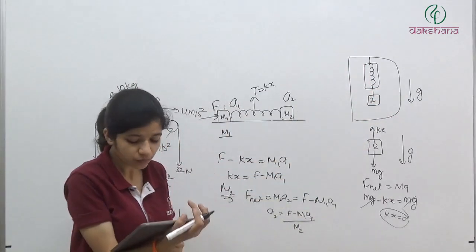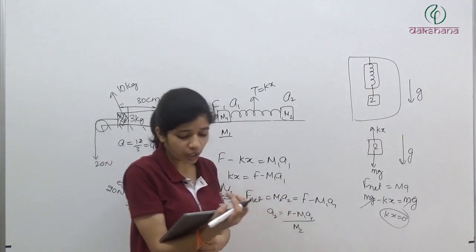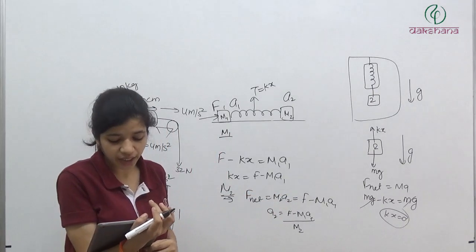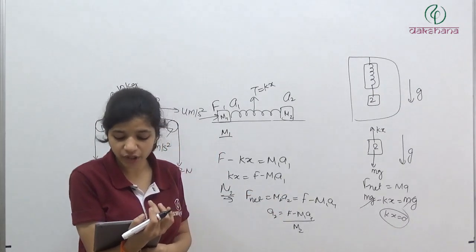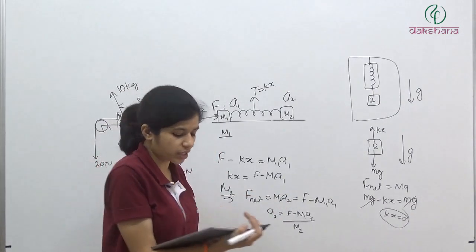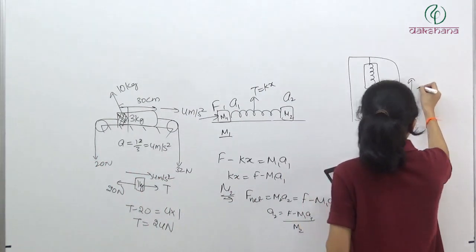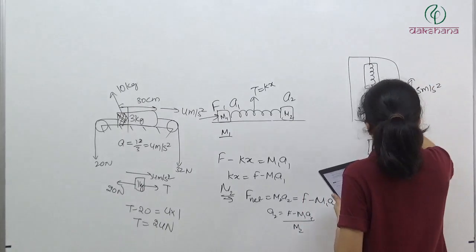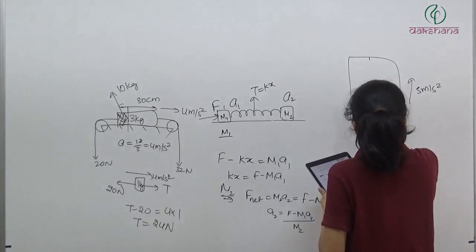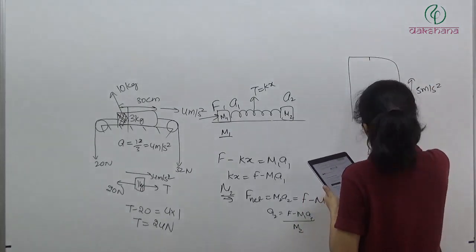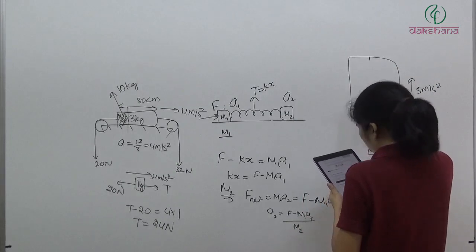The spring balance reading here will be 0. Question number H2: a man weighs 80 kg, he stands on a weighing scale in a lift which is moving upward with a uniform acceleration 5. So now this lift is moving up with 5 meter per second square and a man of mass 80 kg is standing on a weighing machine.